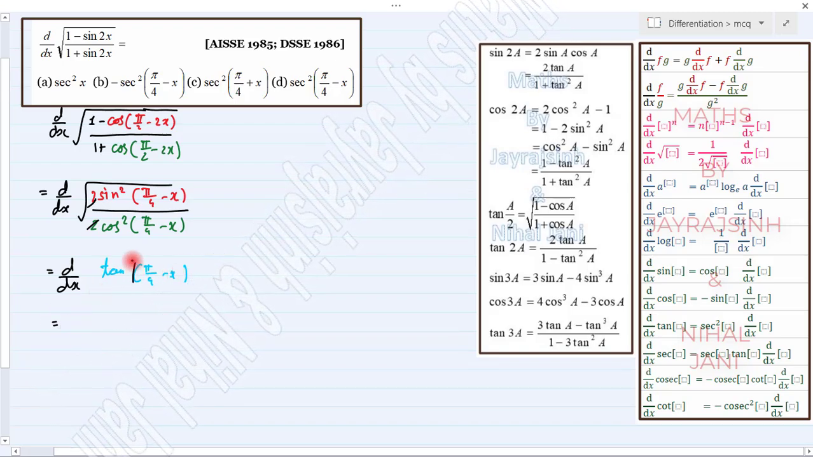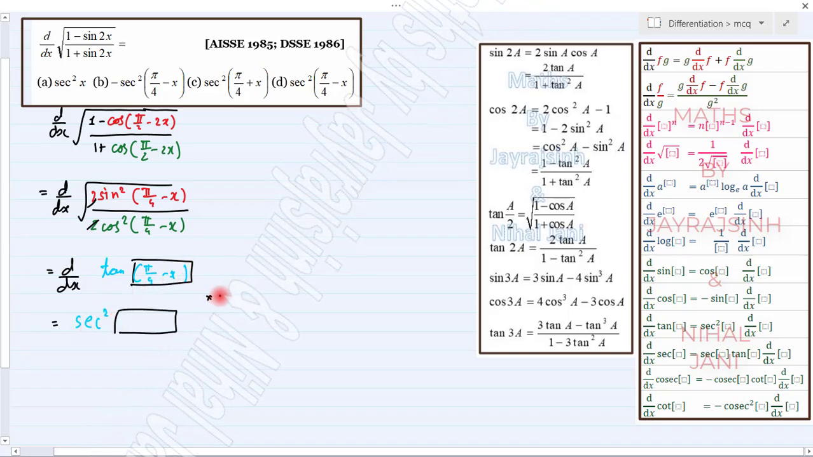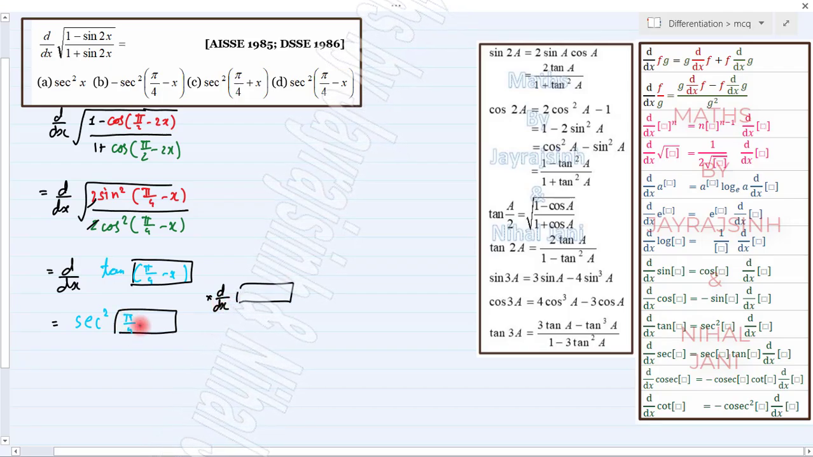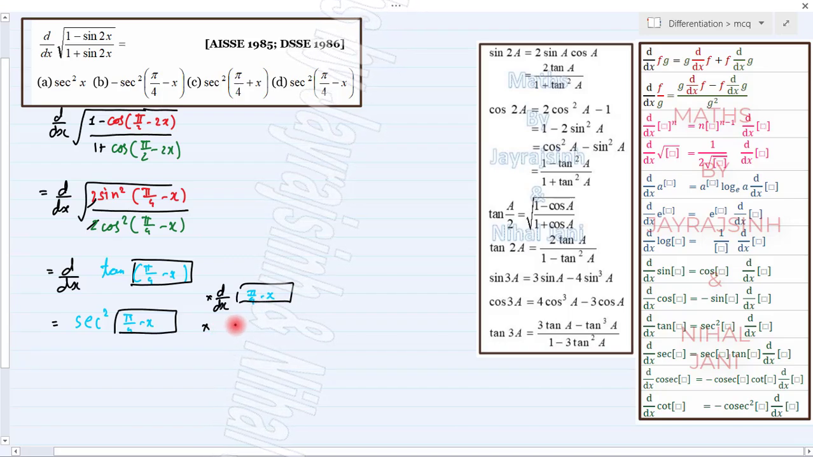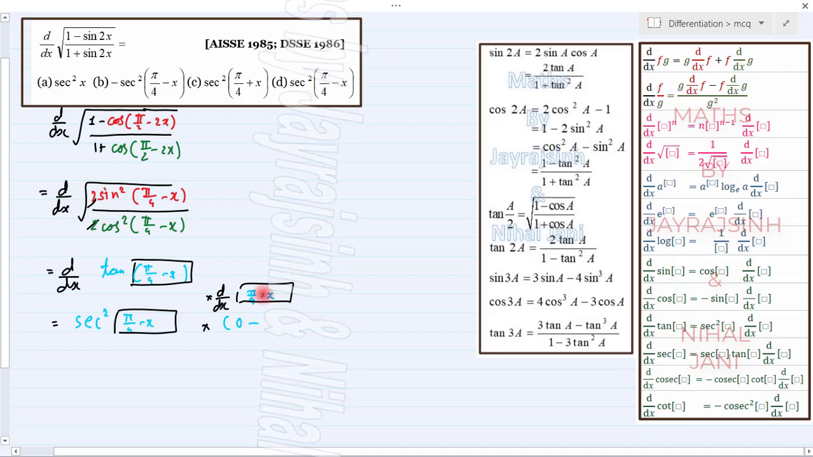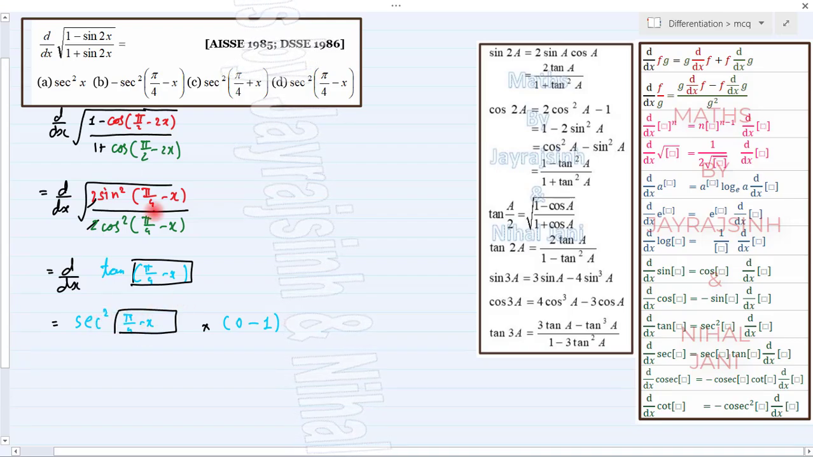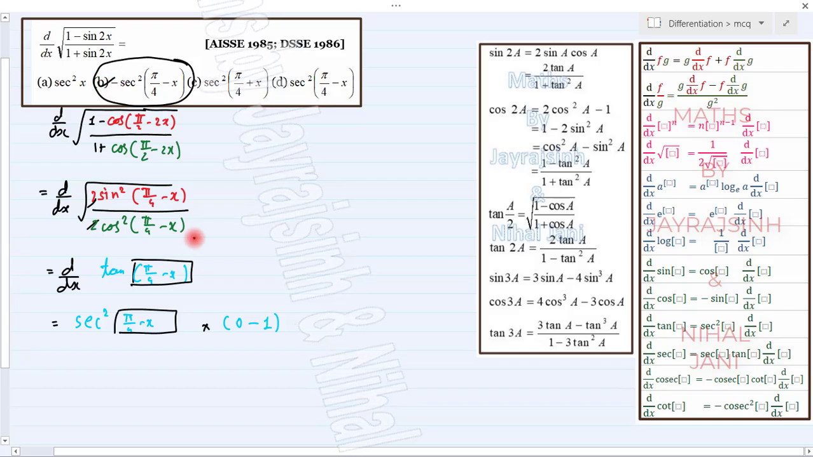Differentiation of tan box will be sec square box into differentiation of your box. Now within the box we have pi by 4 minus x. So we just have to multiply differentiation of pi by 4 minus x. Differentiation of pi by 4 will be 0. Differentiation of x will be 1. So your final answer is minus sec square of (pi by 4 minus x), which is given in option B. Ta-da!